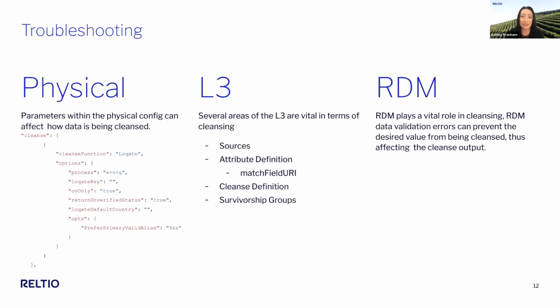So if you're not quite sure on the results that you're getting, or you want to do some tweaks, always look at the attribute definition with the match field URIs and survivorship groups and RDM, because all of those can play into whether you're getting different results getting put into your cleanser, or even different results after it's consolidating. So just keep in mind that there are definitely ways to make your cleansers behave differently based on how you set your tenant up. And now I'm good on slides.